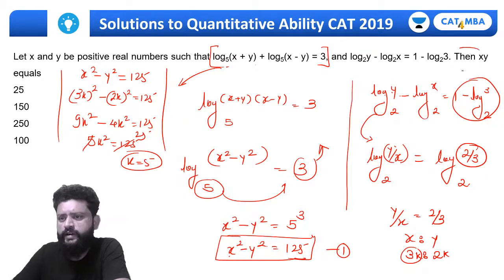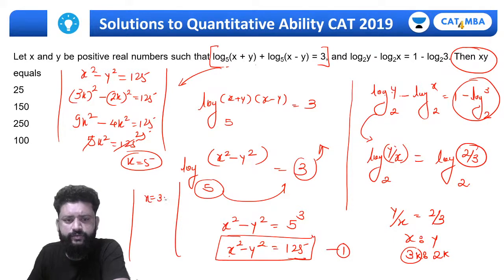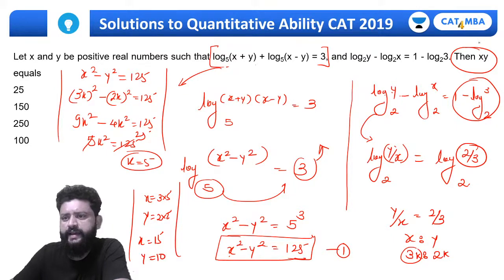So we are supposed to calculate x into y. x का वैल्यू कितना आएगा? So I can write x as 3 into 5, y as 2 into 5. So x is 15, y is 10. X into y, 15 into 10, that's 150.